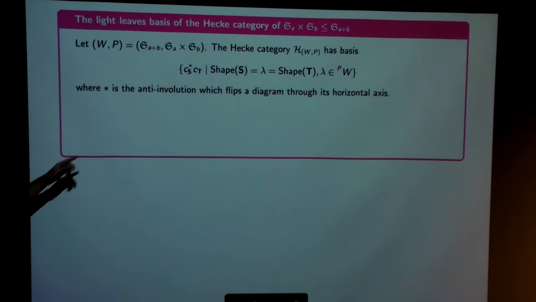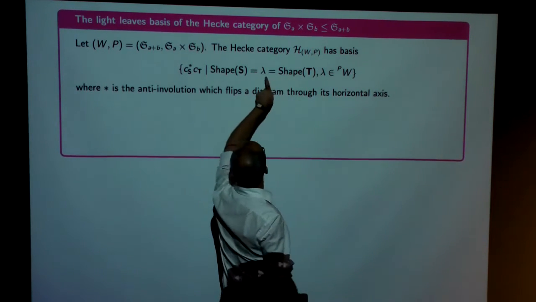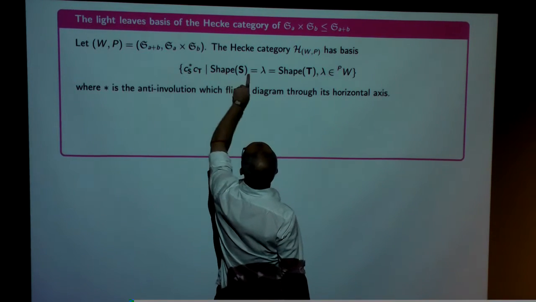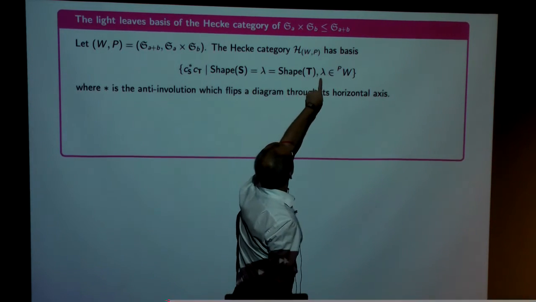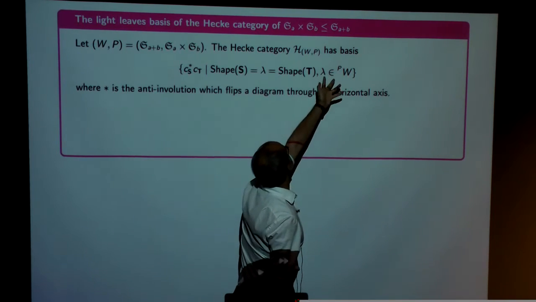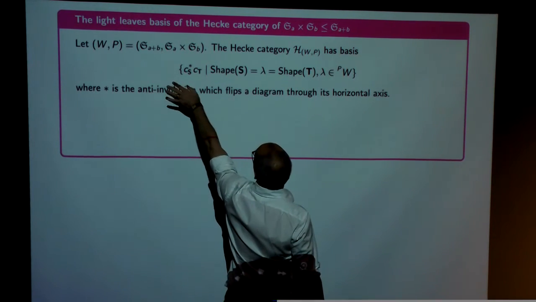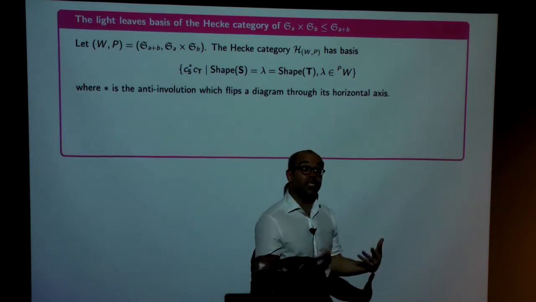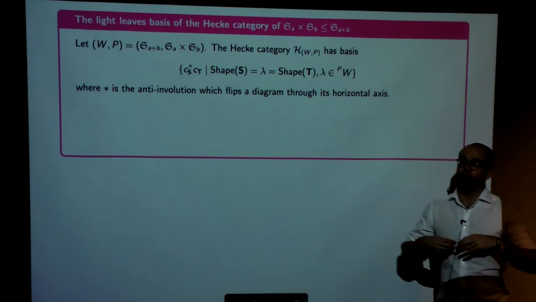So I'm going to take diagrams which are formed from parts of a given shape and other parts of a given shape, which terminate at points in this graph. And this is going to be a basis of an algebra which we call the Hecke category.